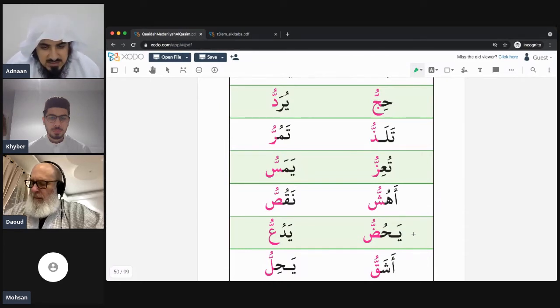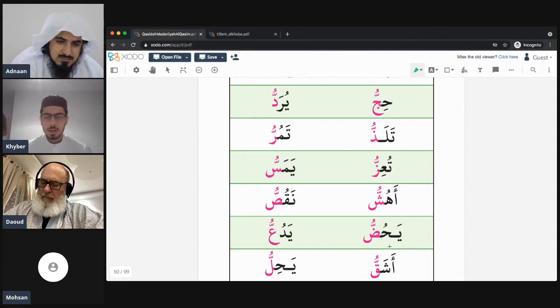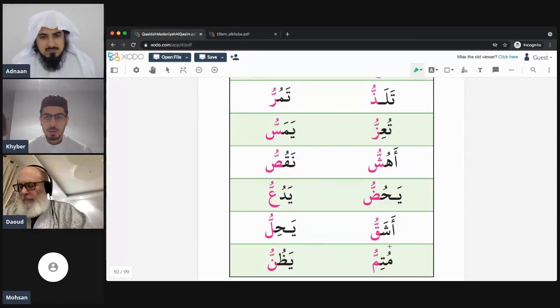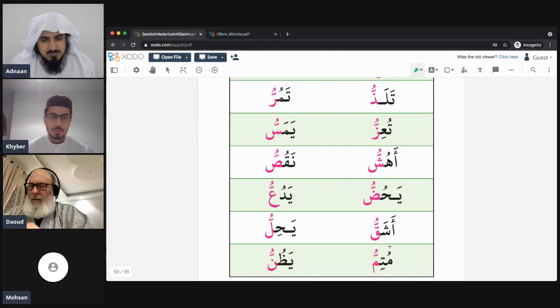Ta, la, tala, taladhu. Ta, mu, tamu, tamurru. Ahsant, Brother Muhsin. Tu'i, izz. Taladhu. Tamu, tamurru. Ahsant, Brother Dawood.